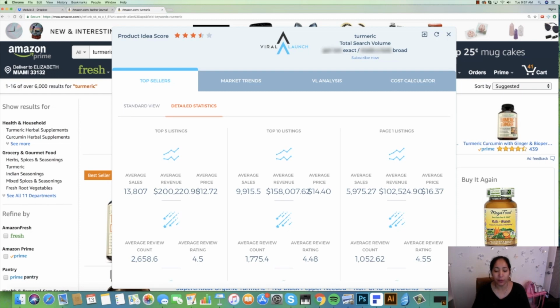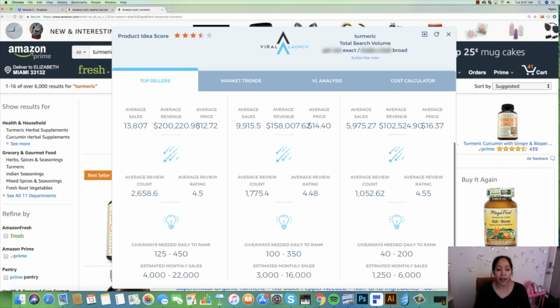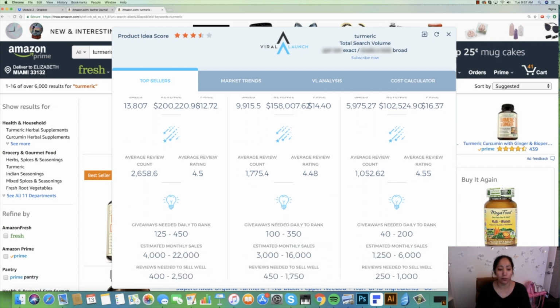You'll notice it takes a while to populate, and the information it shares with you here is how well these products are doing, whether they're on page 1, in the top 10, or in the top 5. It'll give you their average sales, average revenue for the top 5, average price, as well as the average review count and the average star rating. And it'll also give you some fantastic information, like how many giveaways you have to generate daily in order to rank well.